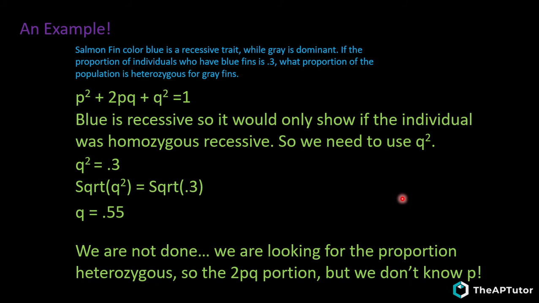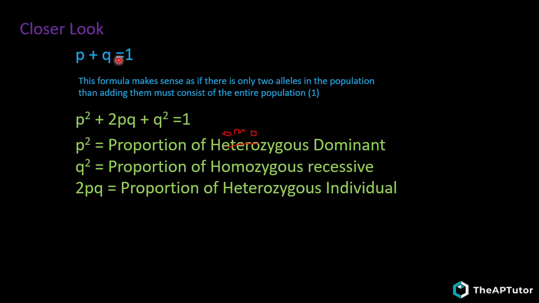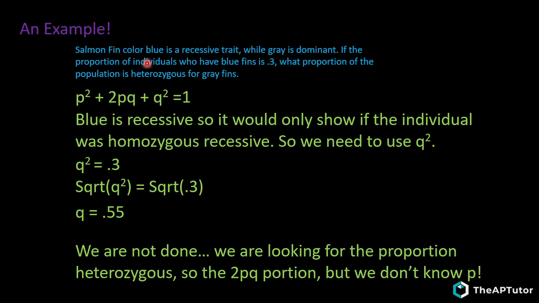Okay, so let's look at this question. Salmon fin, we'll use what we've learned in this question. Salmon fin color blue is a recessive trait, while gray is dominant. If the proportion of individuals who have blue fins is 0.3, what proportion of the population is heterozygous for gray fins? So first we'd use the equation. We know we'd have to use the equation p squared plus 2pq plus q squared, because they give us the proportion of individuals who have blue fins.